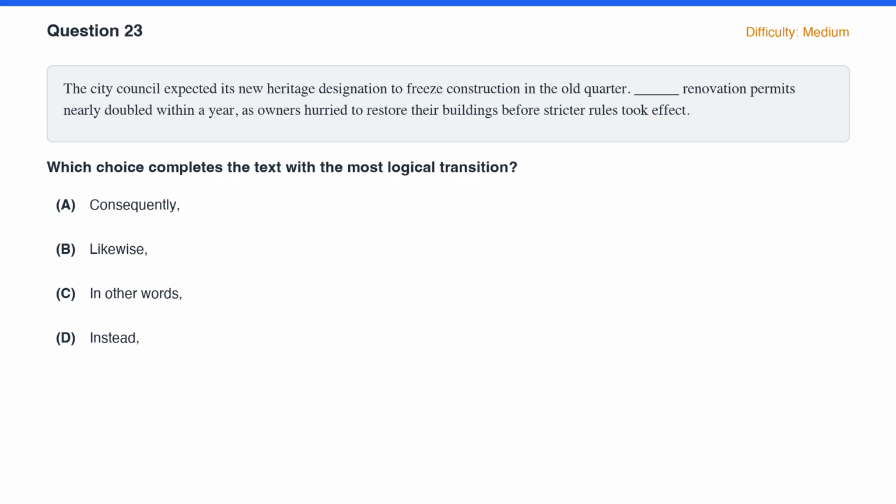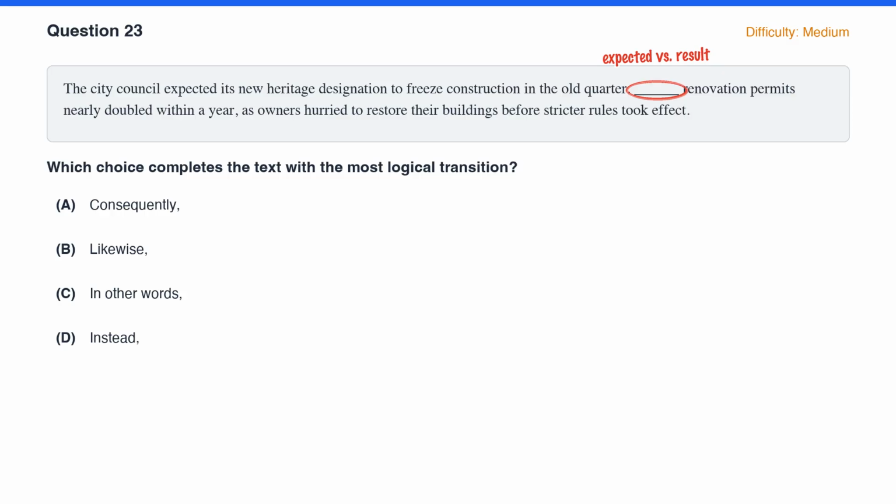Here's a transitions question. The City Council expected its heritage rule to freeze construction in the old quarter, but look at what actually followed. Renovation permits nearly doubled. The outcome flips against what was expected. So this blank needs a transition that signals a surprising contrary result.